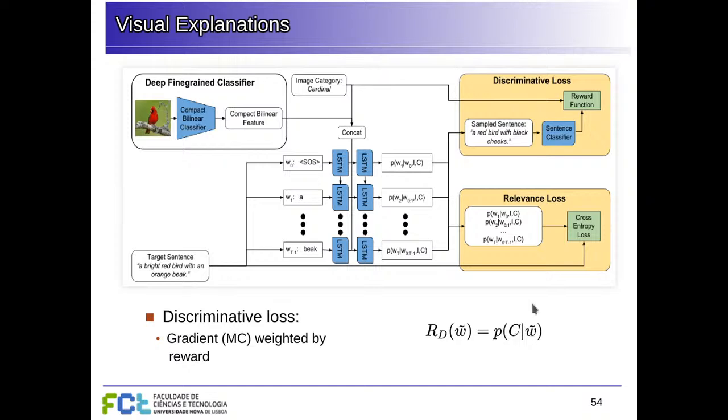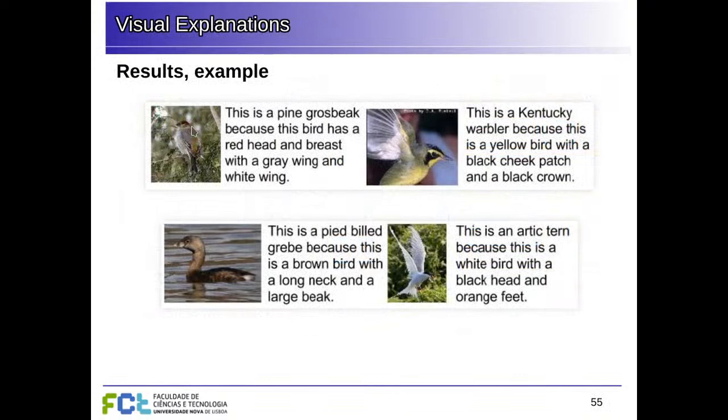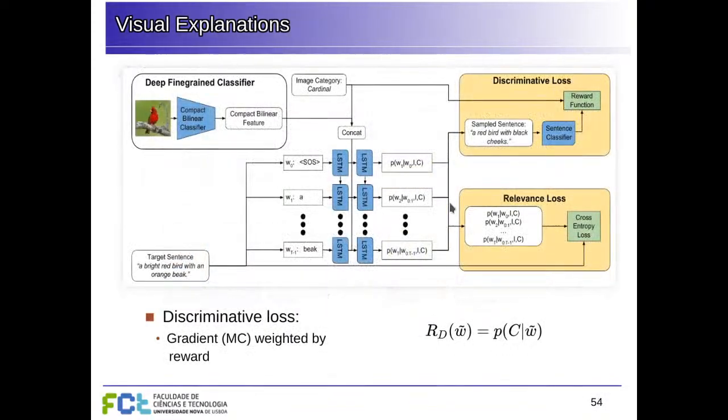So using these functions and training the discriminant, the classification and the generation of the sentences, we have things like this. We present this image to the network. It identifies the bird as a grosbeak, and then it generates this sentence because it has a red head and a breast with a gray wing and a white wing and so on. So this is a kind of explanation of why this should be classified as that particular bird. Kentucky warbler, because it's a yellow bird with a black cheek patch and so forth. This is not exactly an explanation of what the convolution network is doing, because the convolution network is here on the side, but the whole system is learning to classify the images and to generate a description of the bird and why it belongs to that classification.